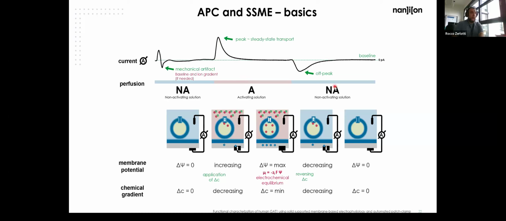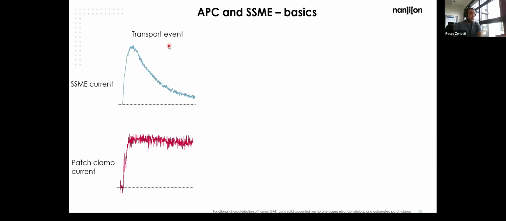So here it's just an overview of how the current from a transporter can look like in an SSME environment or in a patch clamp environment. So if we are looking at a transport event, this is a dynamical equilibrium. And in SSME, we will see a monophasic decaying current, so a slow decay that just decays with a mono-exponential function. In a patch clamp environment, we will see a rising phase and then basically a steady state, so a straight line for our current.